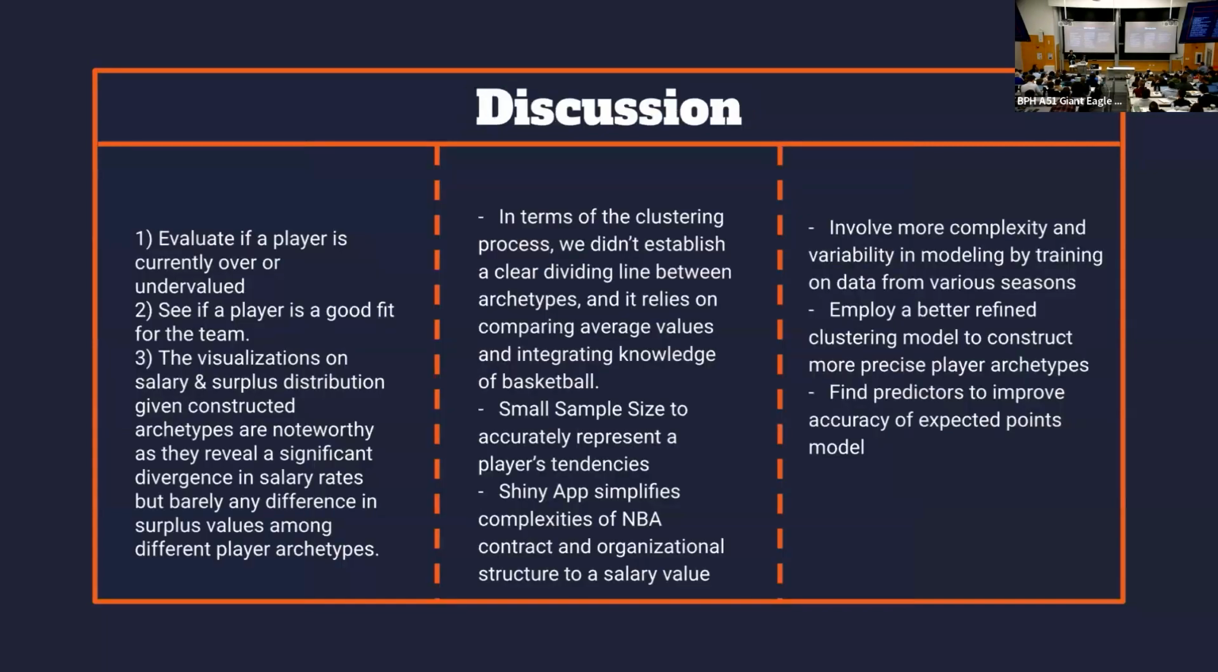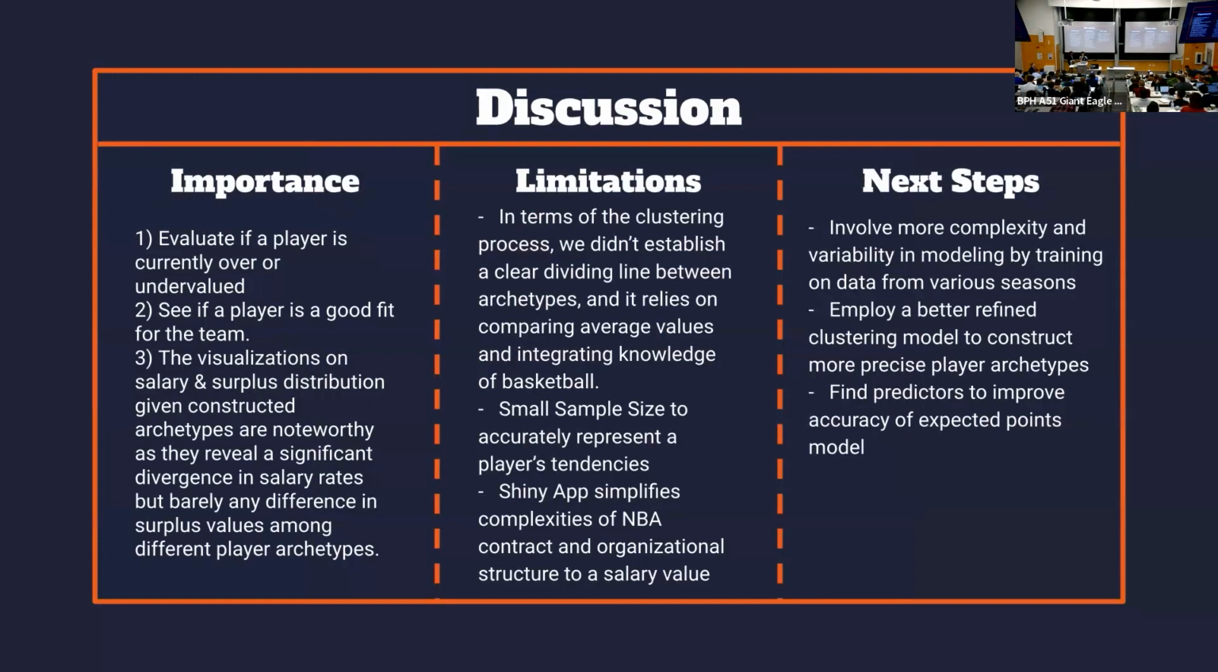And just a quick discussion. The importance of this project is to evaluate if a player is currently over or undervalued and to see if a player is a good fit for individual teams. And the visualizations on the salary and surplus distributions given constructed archetypes are noteworthy as they reveal a significant divergence in salary rates, but barely any difference in the surplus values among different player archetypes.